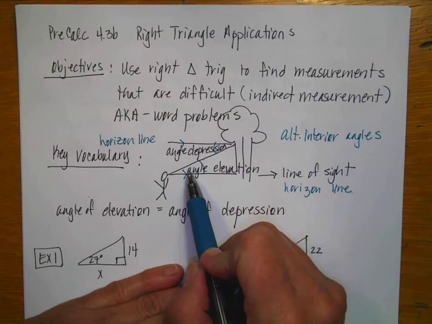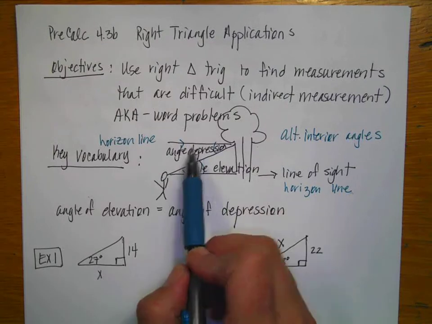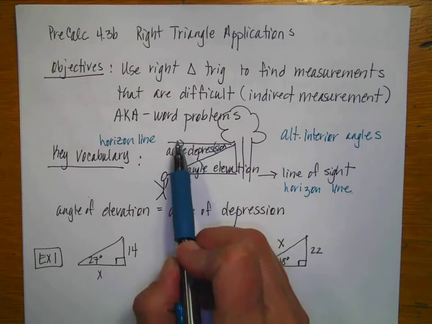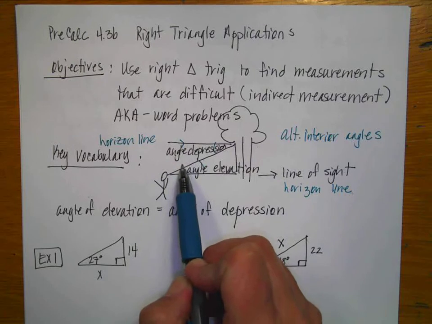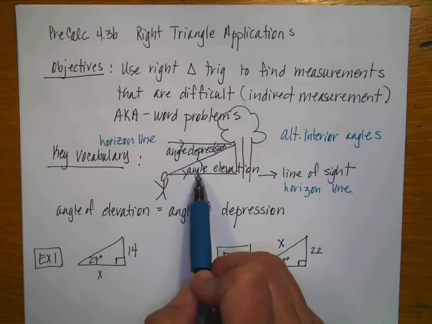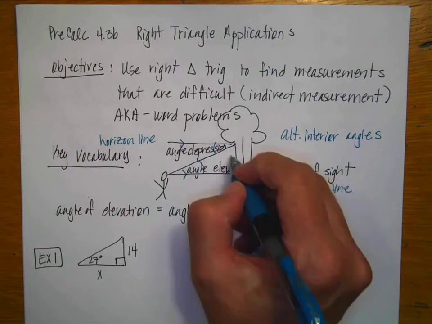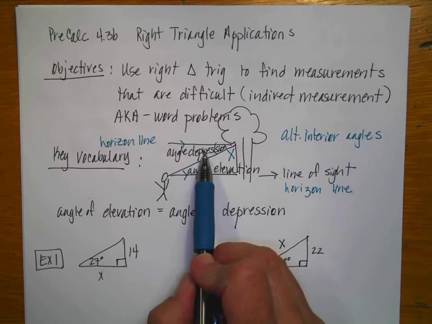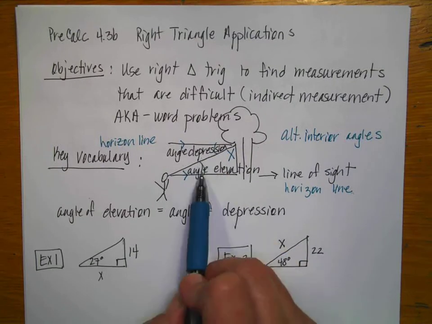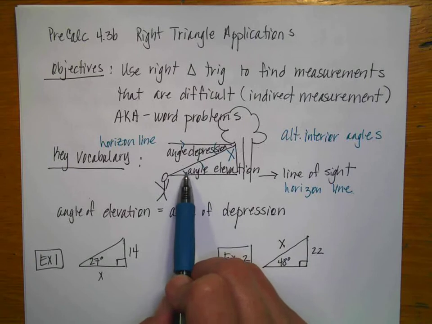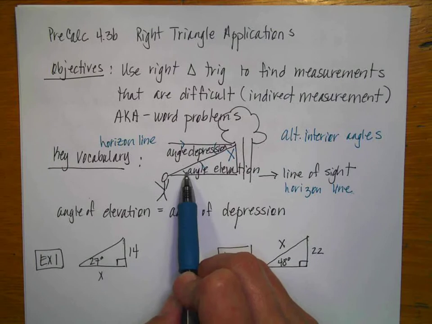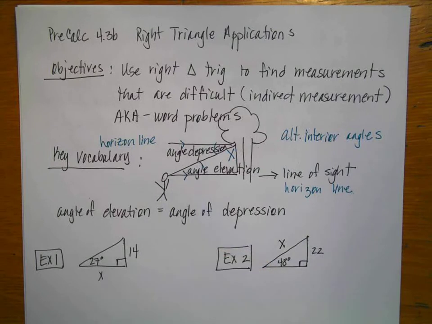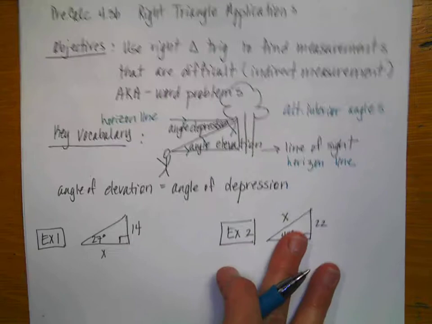Another thing that's important to notice is the angle of depression is from the horizon line down, and the angle of elevation is from the horizon line up. We do not do math usually on that angle. If they're giving you the angle of depression, we like to go ahead and move it down here because it's similar to a reference angle, and then that means that our math is a little bit easier.